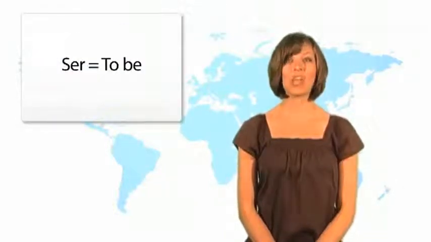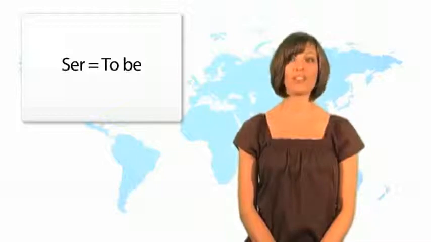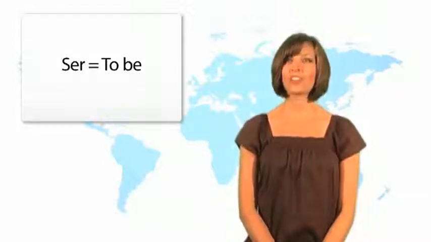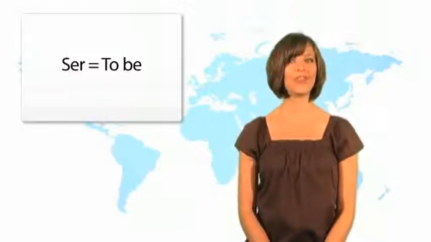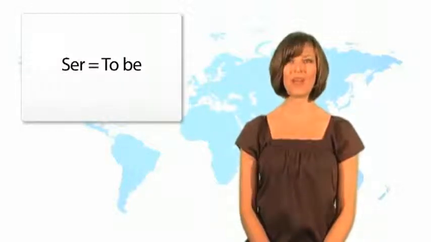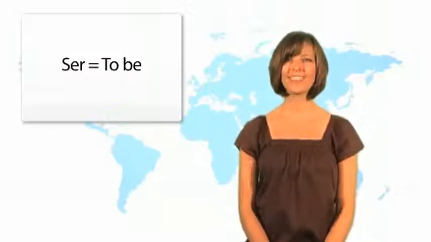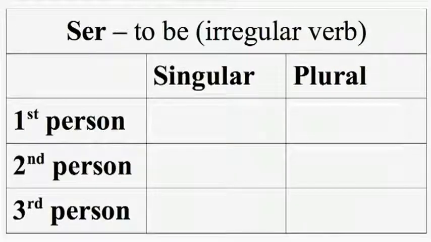Ahora, vamos a aprender ser. Ser also means to be, remember? And it is a lot more irregular than estar in its conjugations. So, let's try and conjugate them together. I'll give you the English, you give me the Spanish, and we'll see if you're right. Listo? I am. Soy. You are. Informal.